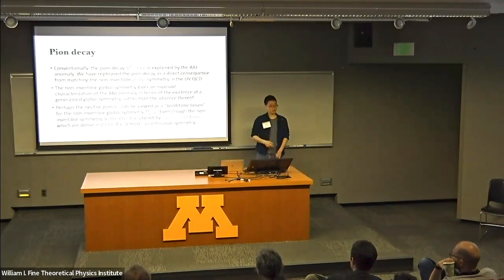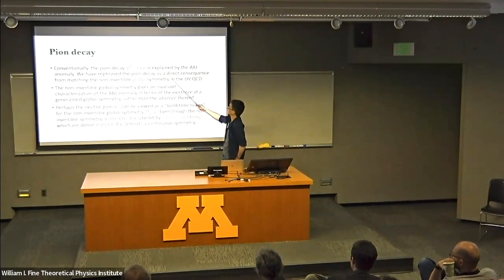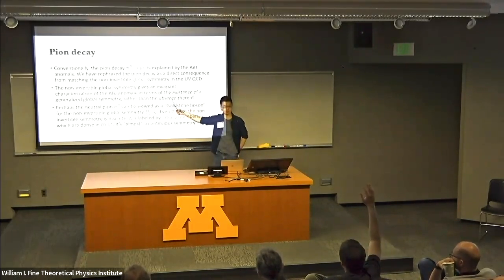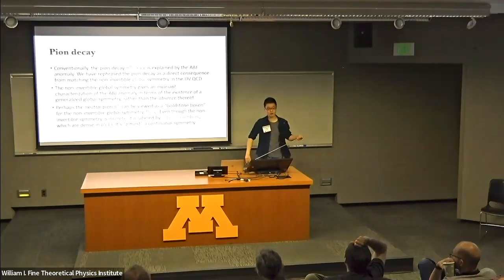So conventionally, the pi 0 F F coupling is explained by the ABJ anomaly. Here we give an alternative derivation of this coupling as a direct consequence from matching the non-invertible global symmetry in the UV.